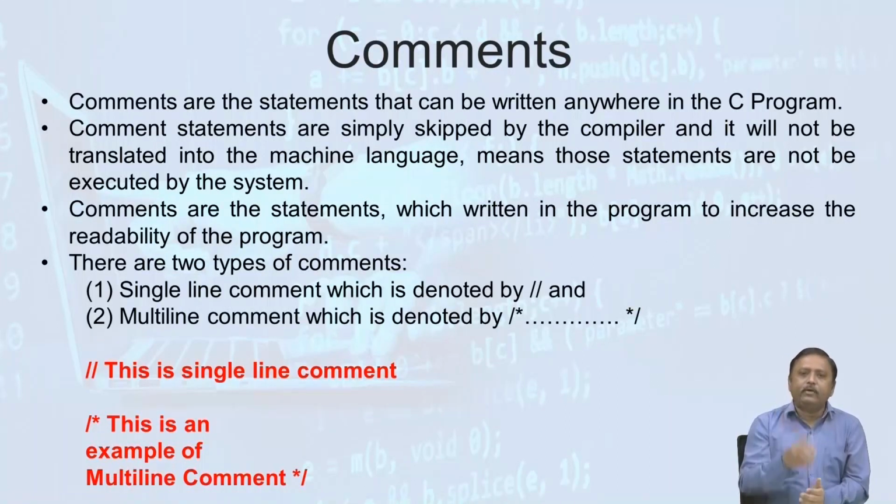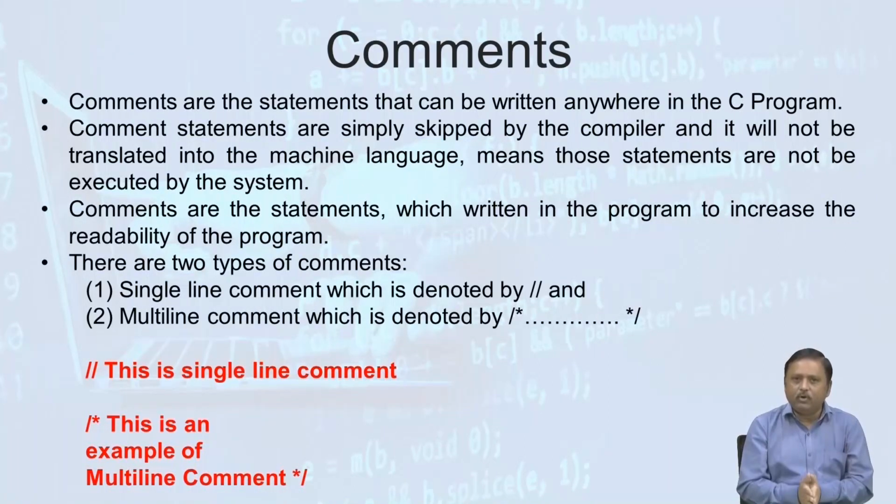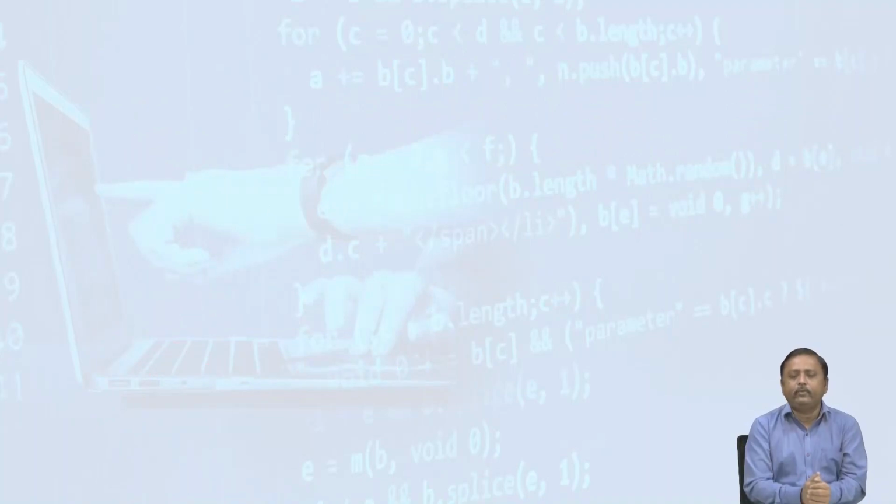Now you can see on the screen an example of both types of comment, that is single line comment and multi-line comment, in red color at the bottom. So now I hope you understand what is comment, how to write comment, and what is the purpose of comment in C program. Now let us try to understand structure of C program.